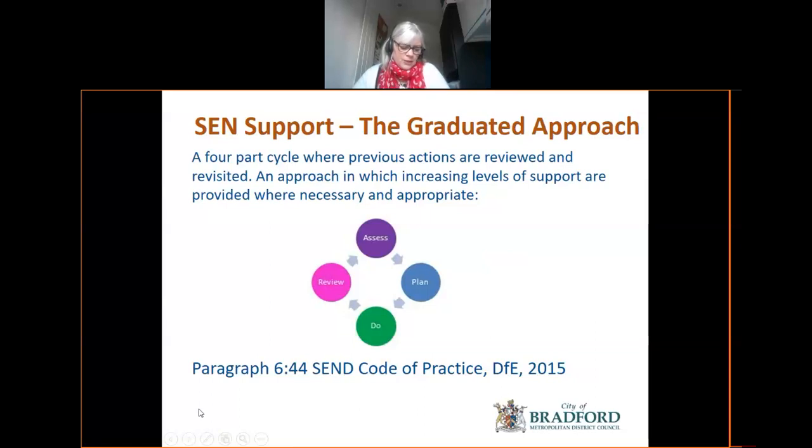Identifying and planning for meeting the needs of children and young people is within the context of a graduated approach. This is essentially a 4-part cycle where previous actions are reviewed and revisited and where increasing levels of support are provided where necessary and appropriate, often referred to as the APDR cycle.